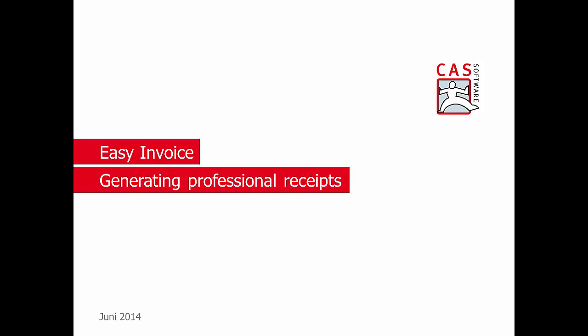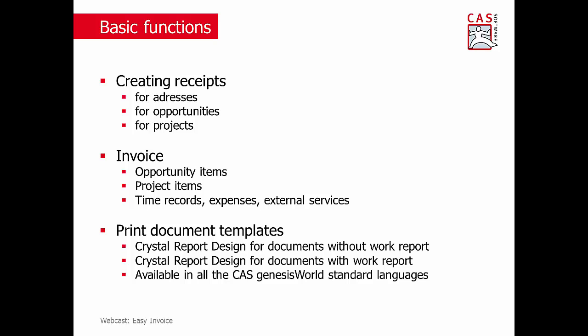The following screencast shows you the new Easy Invoice module for generating receipts in CAS Genesis World. With the Easy Invoice module, you can easily generate receipts for addresses, opportunities or projects. This will be a convenient way for you to invoice opportunity items, project items, time records, expenses or external services. Additionally, 2 print document templates are available in all the CAS Genesis World standard languages.